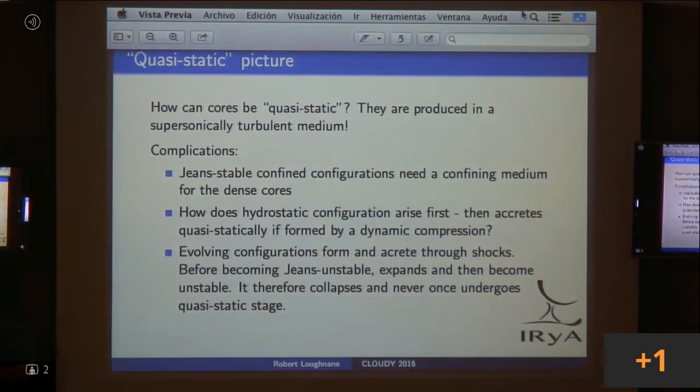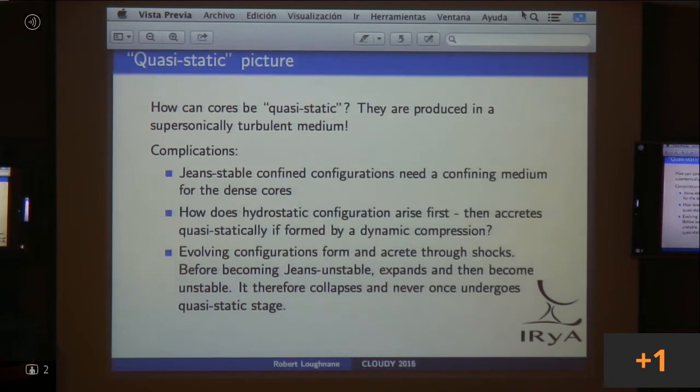The question that arises from our work is, how can cores be quasi-static since they are produced in what is essentially a supersonically turbulent medium? A couple of complications to cover. First of all, it's a Jeans-stable confined configuration. If it's Jeans-stable confined, it has to have a supporting or confining medium. How can that be the case?